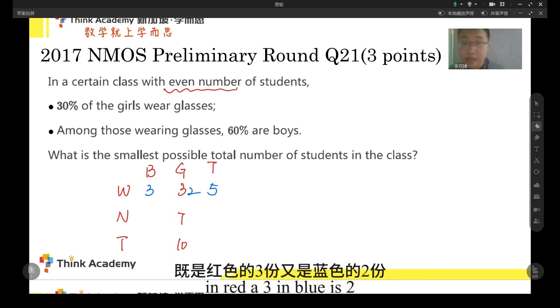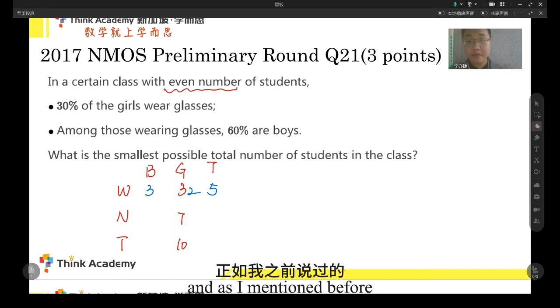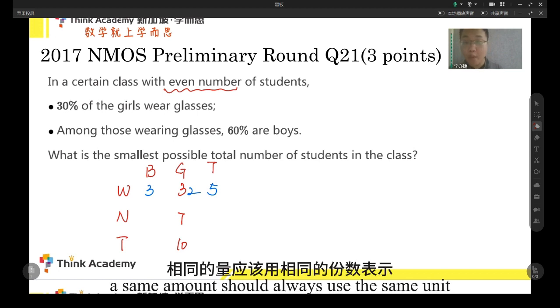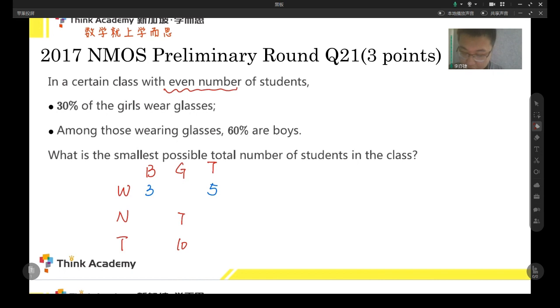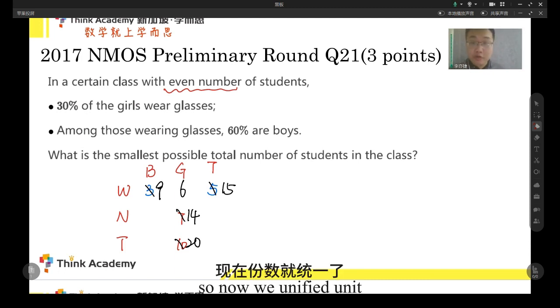In red is 3, in blue is 2, and as I mentioned before, the same amount should always use the same unit. So 3 and 2, we can turn it into 6, right? So now, we turn it into 6. Which means the blue will be times 3, and here will be times 2. Right. So now we unify the unit, and we see that the boys and girls wearing glasses is 9 to 6, and the girls wearing glasses to not wearing glasses is 6 to 14.